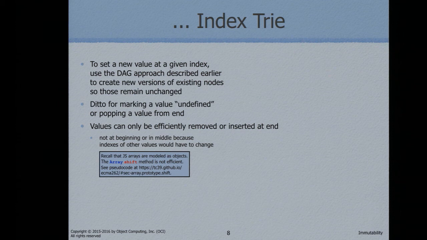But really, that's the same as how arrays work in JavaScript, because you may be familiar with the idea that arrays in JavaScript are modeled as objects. So there's a lot of hash operations going on to find something or to add something. And when you do a shift or an unshift operation in JavaScript, that is not efficient. And I have a link here to the pseudocode for that, and you could look at that in horror and think about how inefficient that would be.